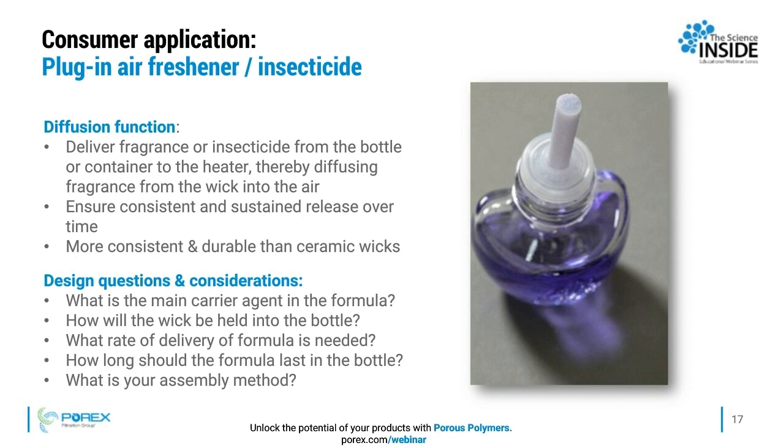through evaporation. When designing something for diffusion, such as a plug-in air freshener, you need to understand what's the main carrier agent in the formula. This will help you understand the volatility of that liquid and how quickly it'll evaporate into the air. How the wick will be held in the bottle is also important because this will impact the equilibrium pressure between the outside and inside of the bottle.